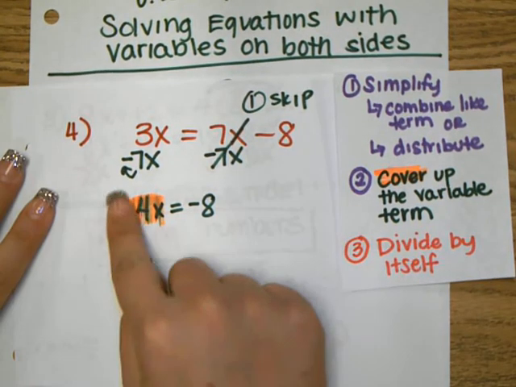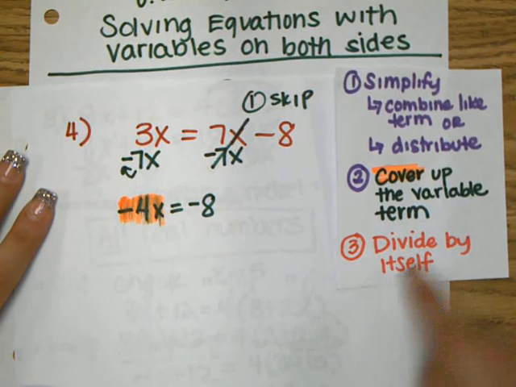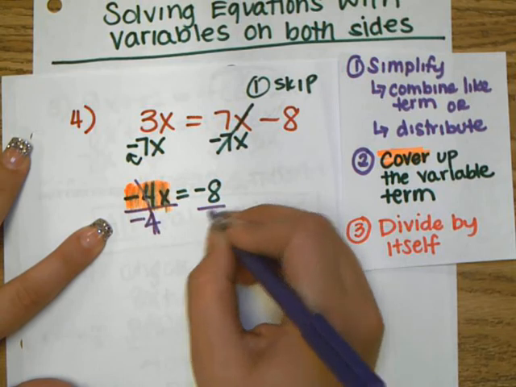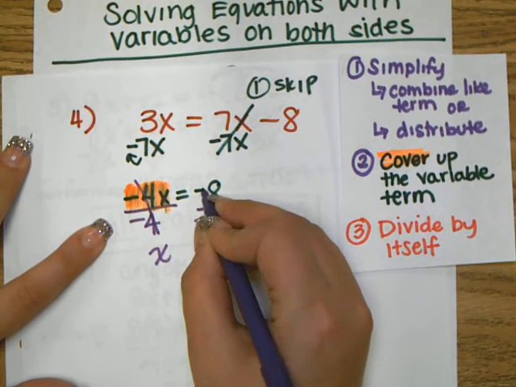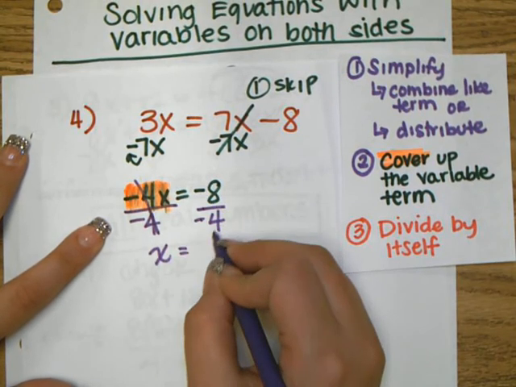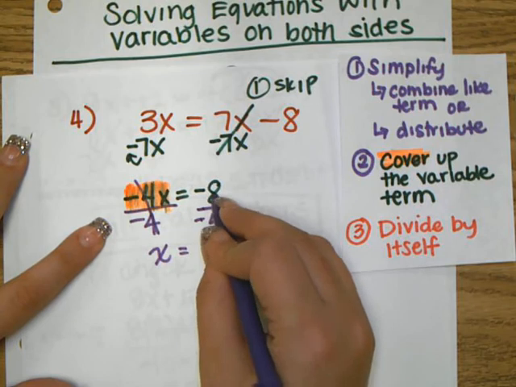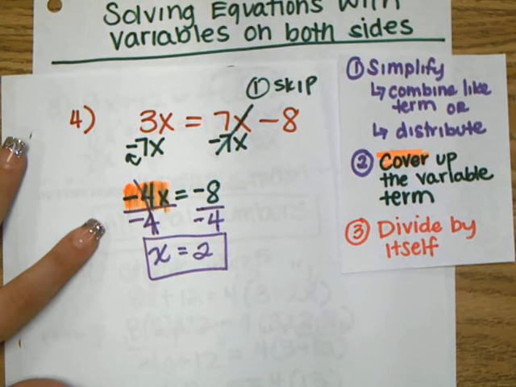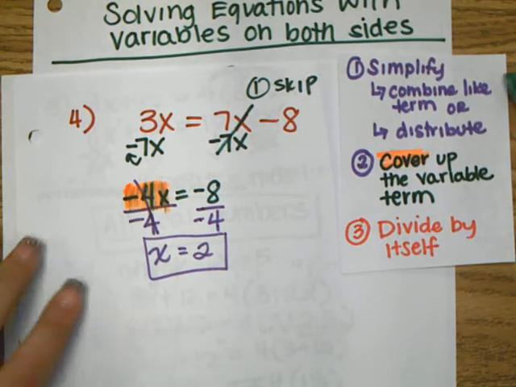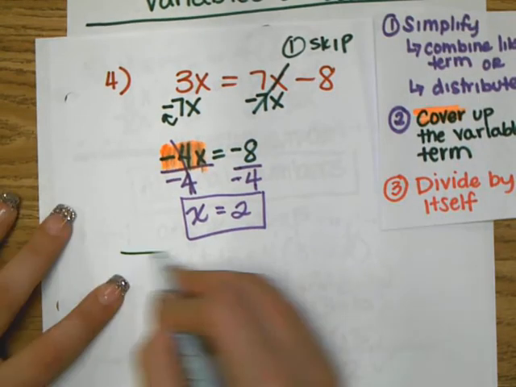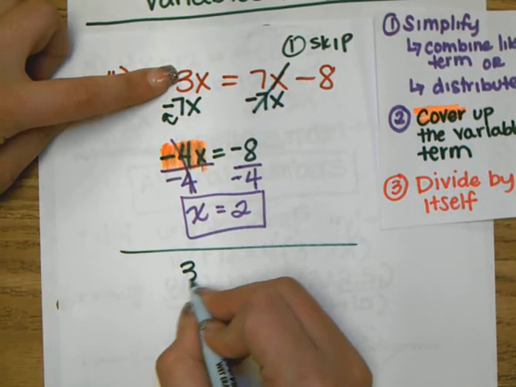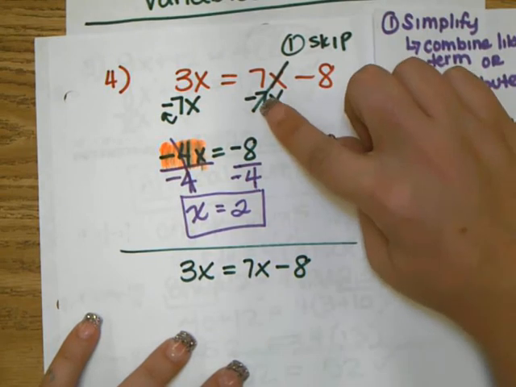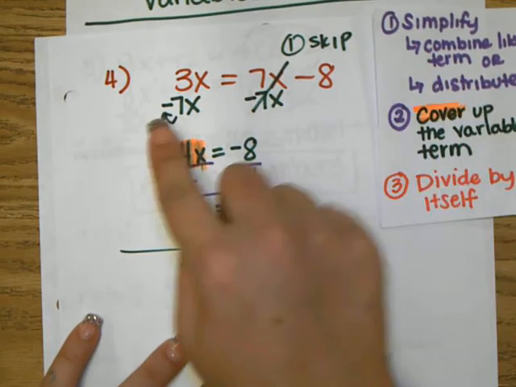Now I can cover up the variable, because there's only one in the problem now. And then when this is all alone, divide by itself. So I'm going to divide by -4, so that makes a whole. A negative divided by a negative is a positive. 4 goes into 8 twice. So x equals 2.